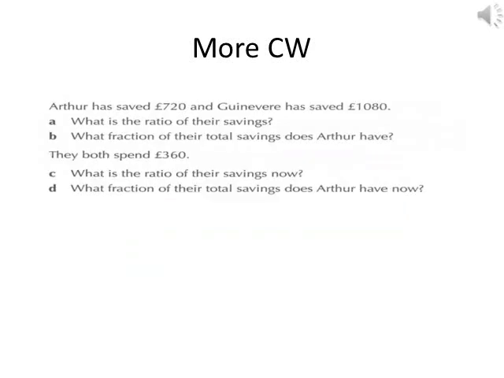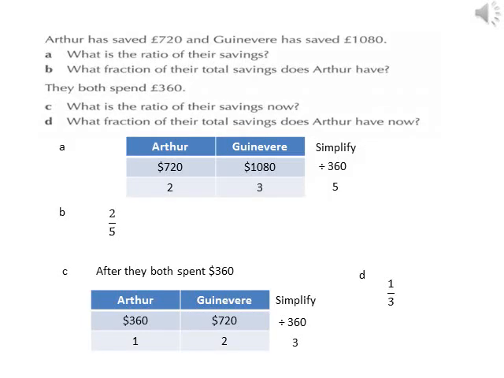And I need you to solve this question, please, in 5 minutes to make sure that you understand everything. And by the way, it's a tricky question too. So here, Arthur has saved 720 pounds and Jennifer has saved 1080 pounds. What's the ratio of their savings?